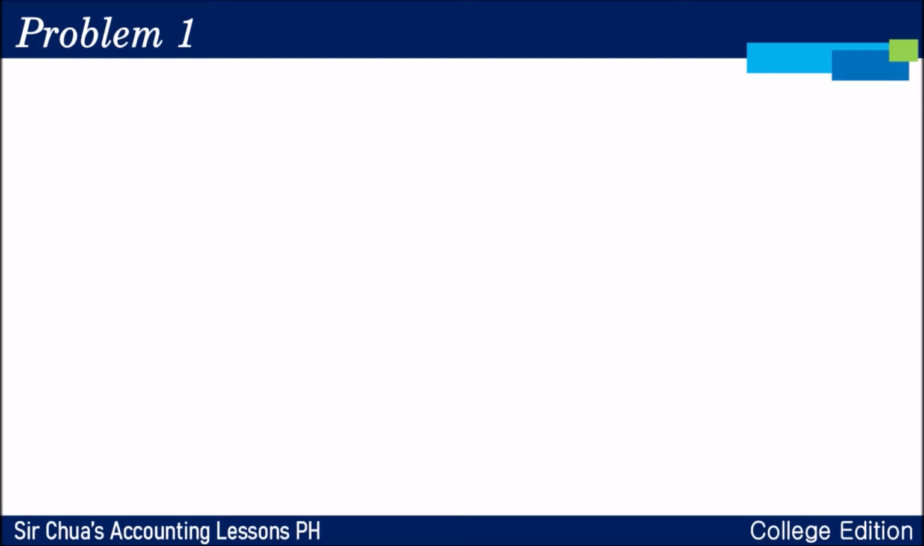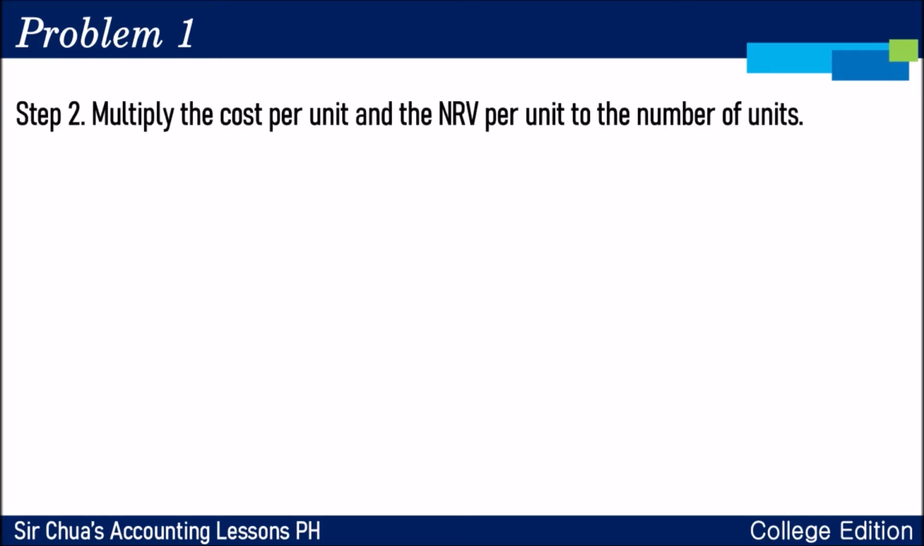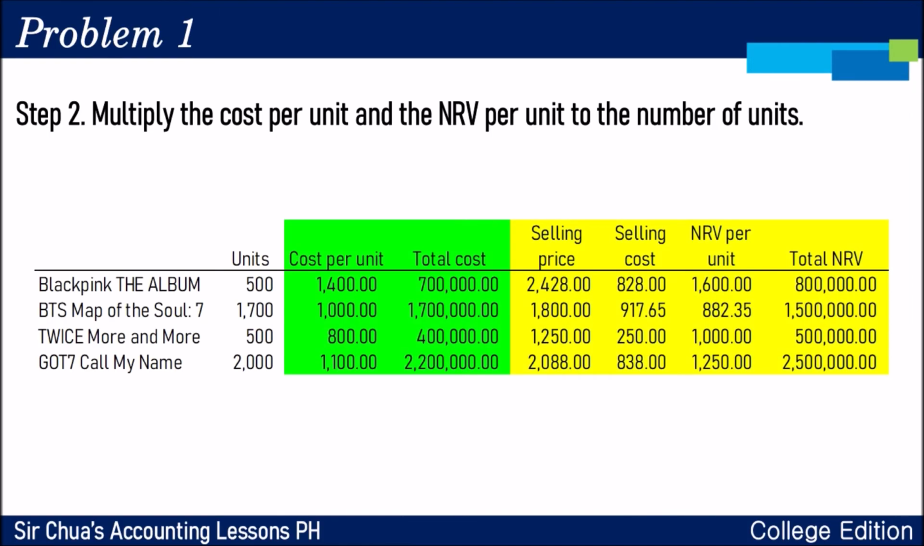Okay, so the second step is to multiply the cost per unit and the NRV per unit to the number of units. Okay, naka per unit po kasi yung atin pong information, so we need to multiply it sa number of units.